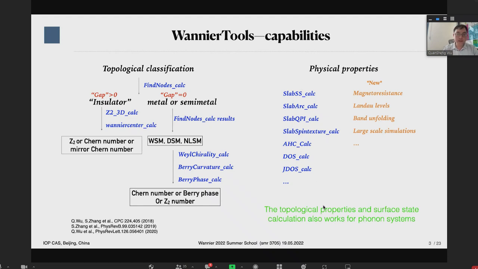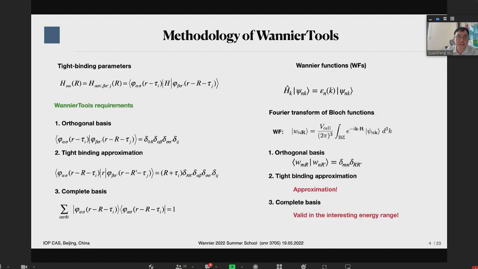Now it's for the topological property and surface state calculations, and also works for phonon systems. Let's introduce our methodology. The methodology WannierTools uses is based on the tight-binding model. The tight-binding parameters are constructed from the Hamiltonian and the overlap between two local orbitals, and with the Hamiltonian.